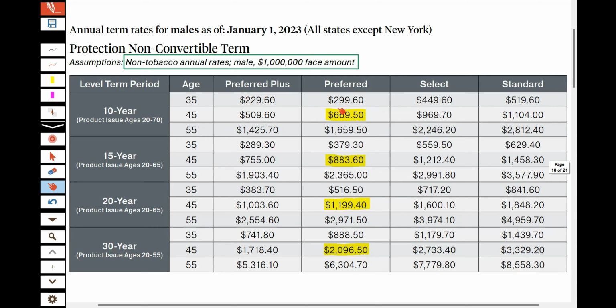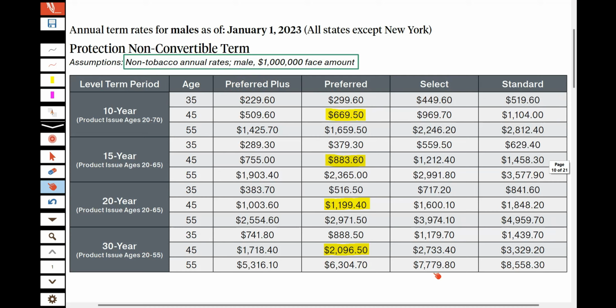So again, just to recap, you have 10-year, 15, 20, or 30-year terms. You have an age and you have a rating. So these are the ratings: preferred plus, preferred, select, standard, and like I also stated, there are tobacco ratings and substandard ratings below that. You can imagine that those premiums get very expensive the lower that the rating is.